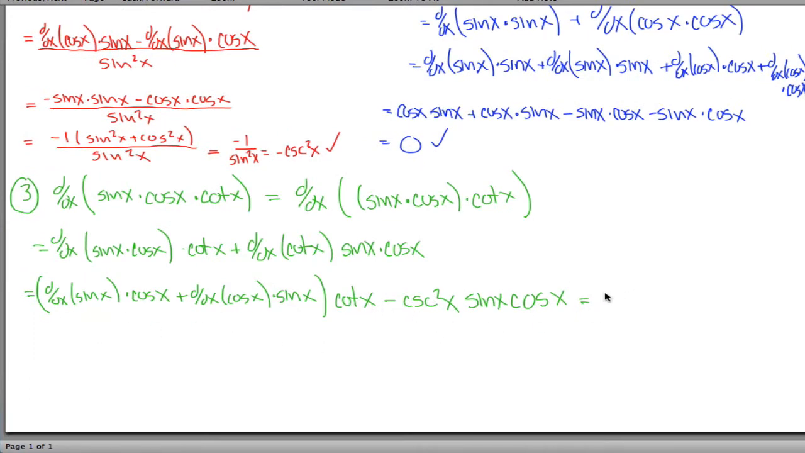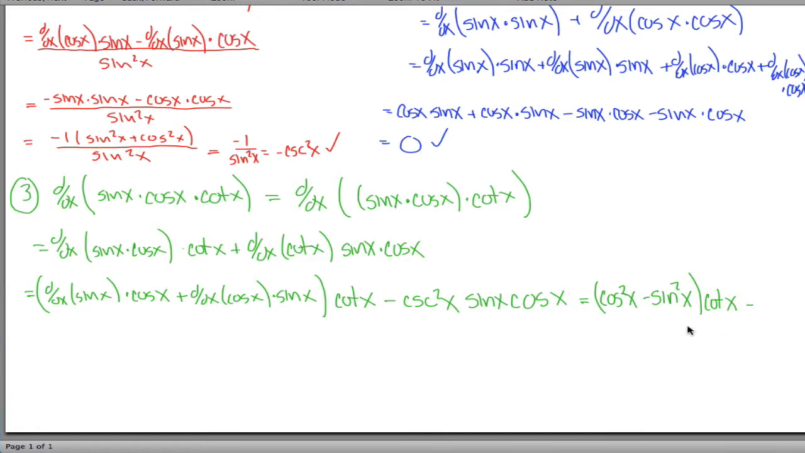Derivative of sine is cosine. So I have cosine times cosine. I have cosine squared plus the derivative of cosine is negative sine. So I got negative sine times sine. I got minus sine squared of x. So I get this thing times cotangent of x minus cosecant squared sine cosine.